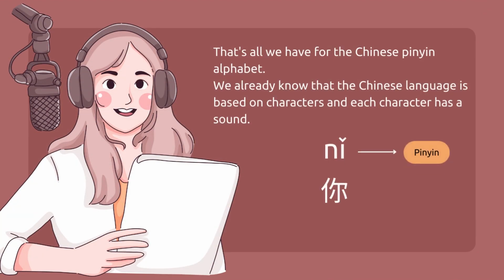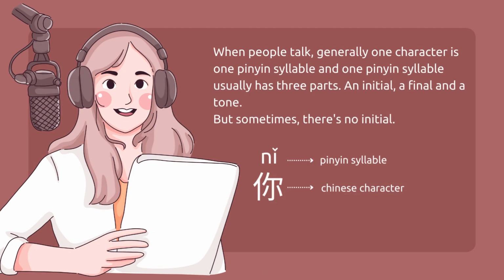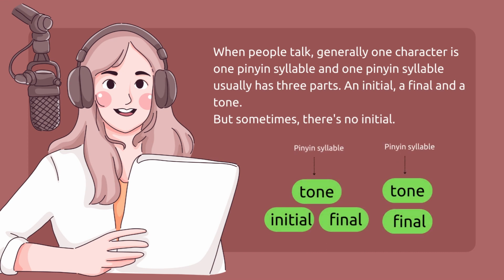Yes, that's all we have for the Chinese pinyin alphabet. We already know that the Chinese language is based on characters, and each character has a sound. For example, this one is pronounced ni. The sound can be represented by pinyin. Generally, one character is one pinyin syllable, and one pinyin syllable usually has three parts: an initial, a final, and a tone, but sometimes there's no initial.